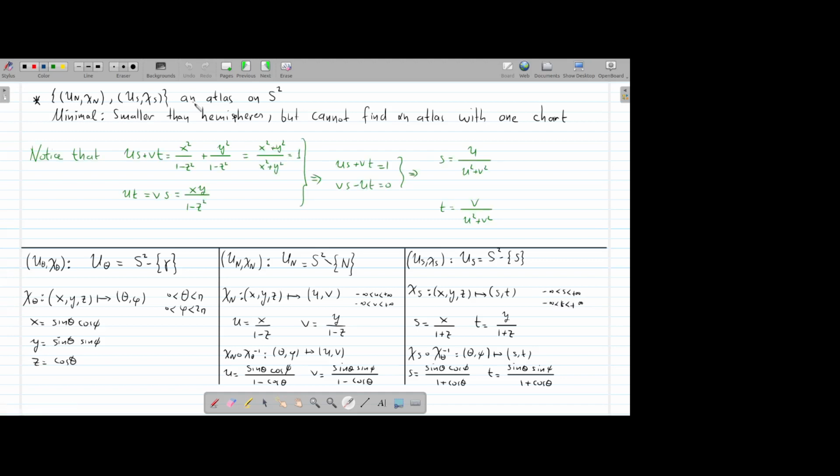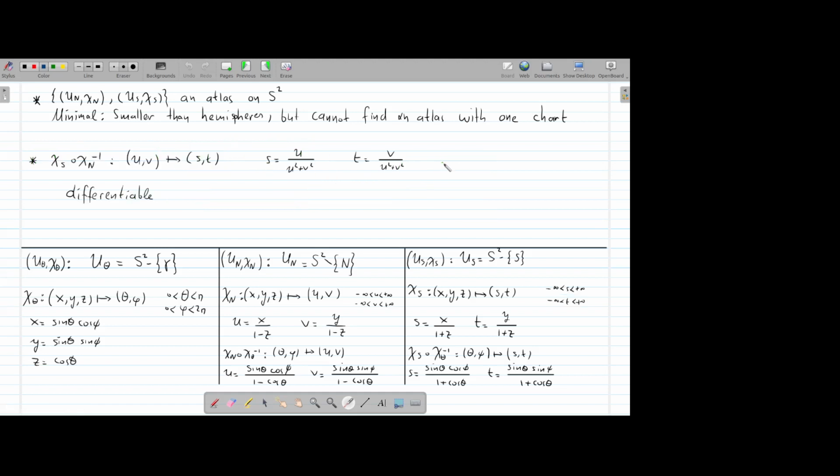We can also compute the coordinate transformation from the UV coordinates to the ST coordinates by doing this simple algebra. And the transition function is given by those two equations here, and they are everywhere defined except when u and v are both equal to 0.